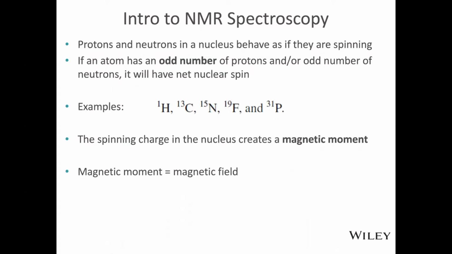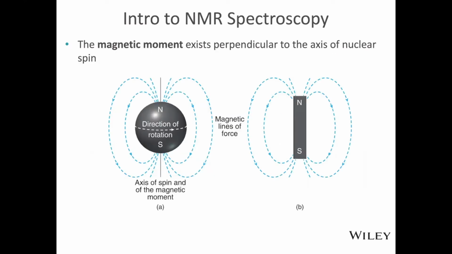So protons and neutrons in the nucleus behave as if they're spinning. If there's an odd number of protons or an odd number of neutrons, then we end up having a net nuclear spin. And those are nuclei we can see easily in NMR. For example, proton, carbon-13, nitrogen-15, fluorine-19, and phosphorus-31. The spinning charge in the nucleus creates a magnetic moment, and this magnetic moment creates a magnetic field. So this magnetic moment exists perpendicular to the axis of nuclear spin.